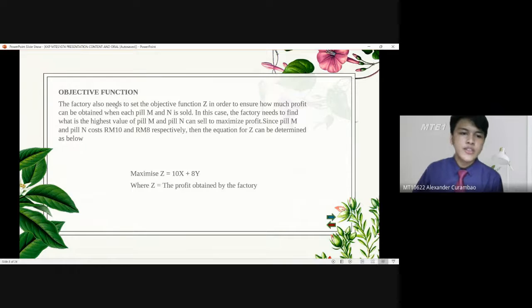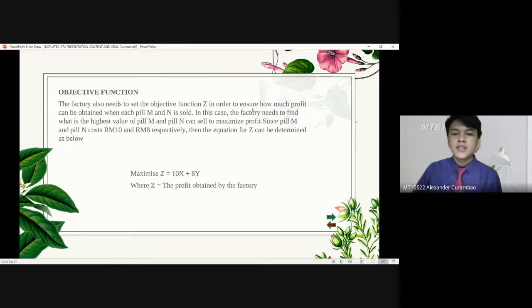The factory also needs to set the objective function Z in order to determine how much profit can be obtained when each pill M and N is sold. In this case, the factory needs to find the highest value of pill M and pill N that can be sold to maximize profits, since pill M and pill N cost 10 ringgit and 8 ringgit respectively. Then the equation for Z can be determined as below. Okay, from this slide, we can see that the purpose of finding this objective function is obviously to ensure how much profit can be obtained when each pill M and N is sold. This I already mentioned previously.